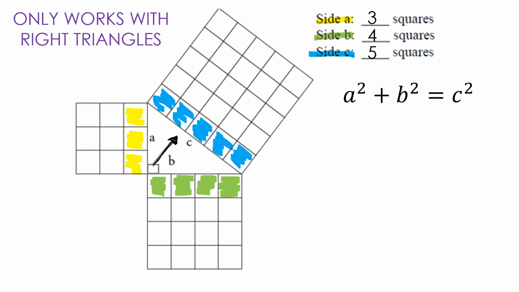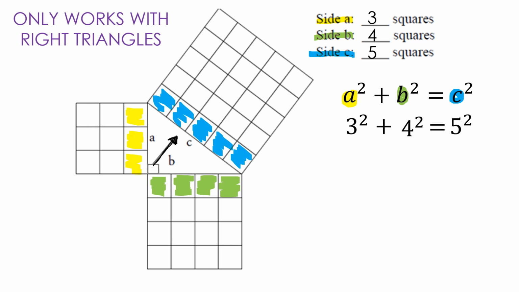And we said that our a squared equaled 3. So 3 showed up with our a squared. 4 showed up with our b squared. And we want to prove that our 3 squared plus our 4 squared will equal our c squared, which was 5. So now let's actually do some math with this.